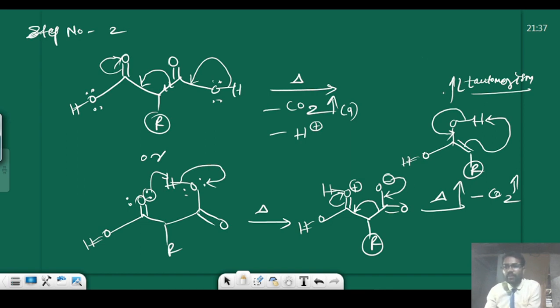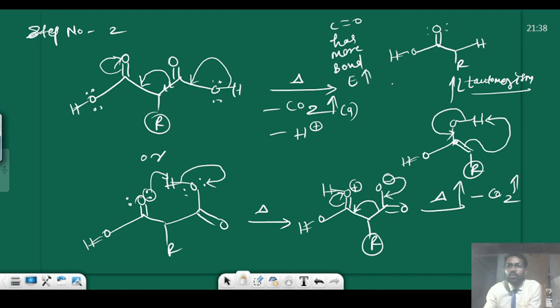And why will tautomerism happen? It is because the bond energy of this particular carbonyl is more as compared to this carbon-oxygen sigma bond. This carbon and oxygen having a double bond system, this C double bond O has more bond energy. So this enol form is not at all stable. It is converted into the keto form. So this is the keto form.